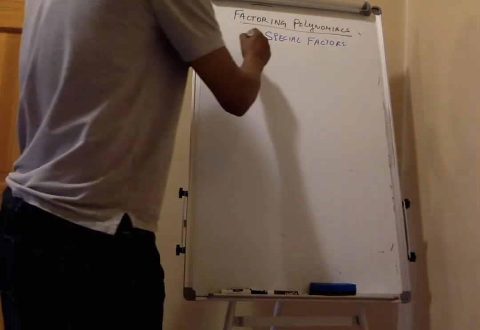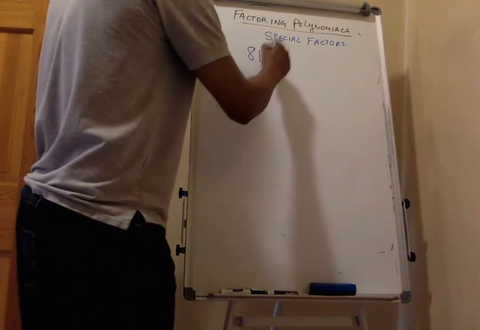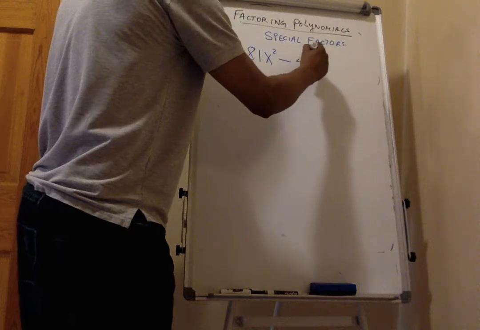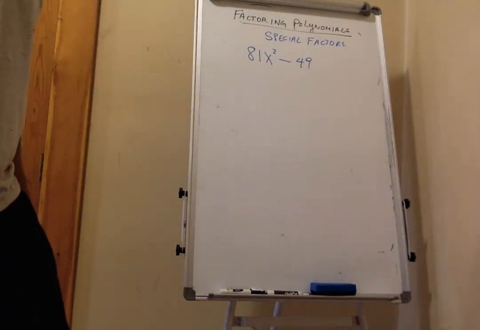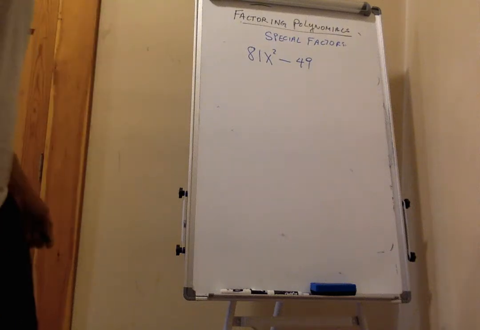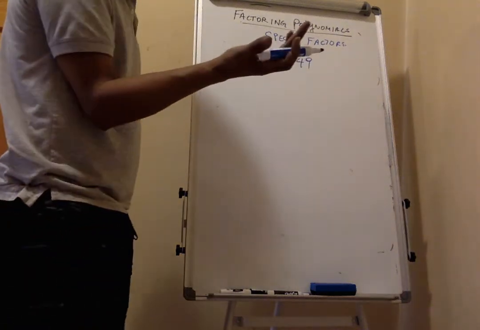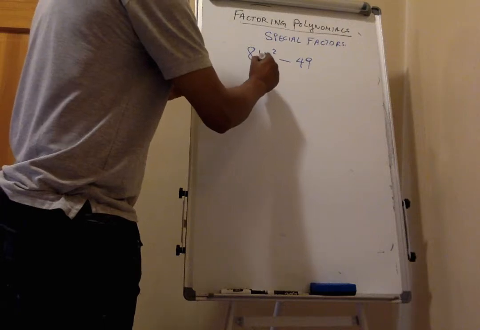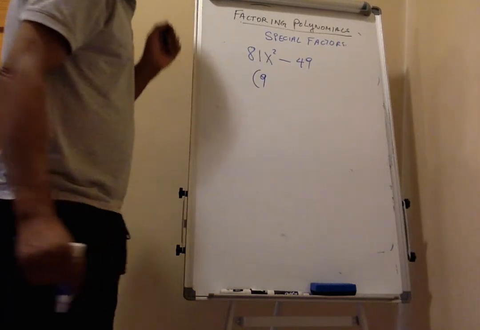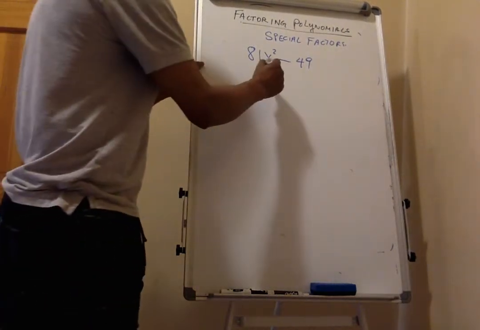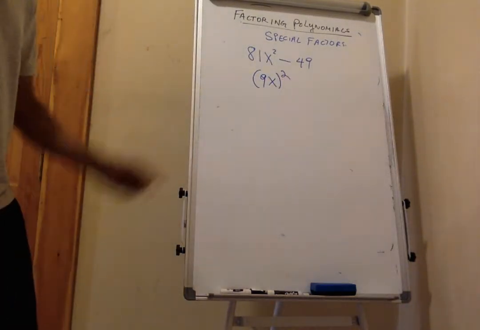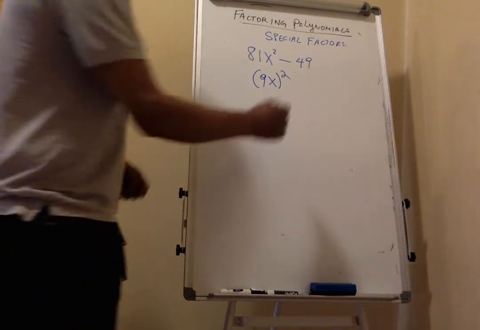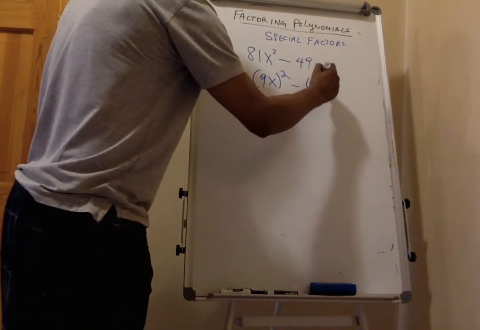Let me do another one. 81x squared minus 49. And this is also an example of the difference of two squares. Just to make it easier, 81 is a perfect square, so you can rewrite this. Instead of 81, you can write 9x, the entire thing squared. Okay? 9 squared, x squared, and minus what? 7 squared.